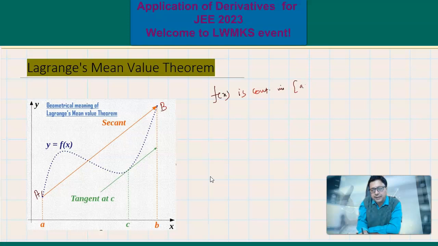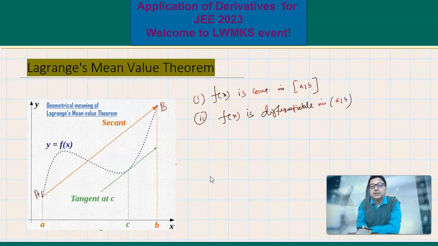in [a, b]. This is the first condition. Second condition is f(x) is differentiable in (a, b), and there is no third condition. Like in Rolle's theorem, where we had taken f(a) equal to f(b), this we are not going to do.